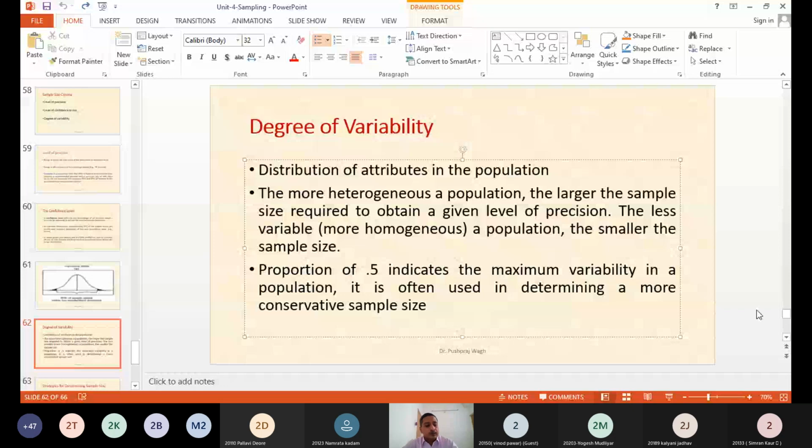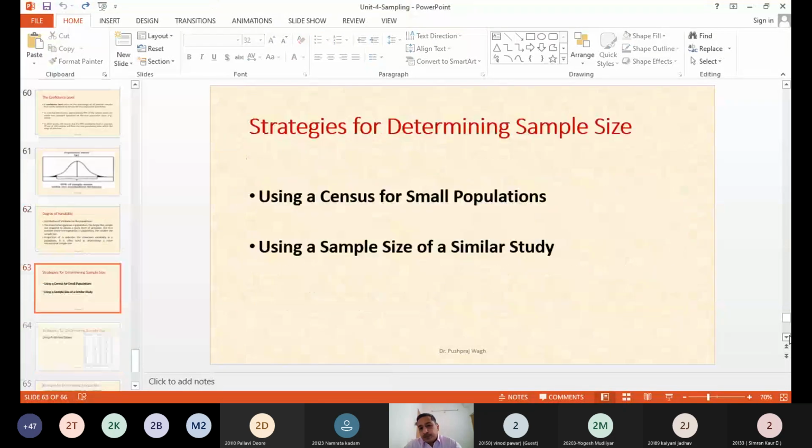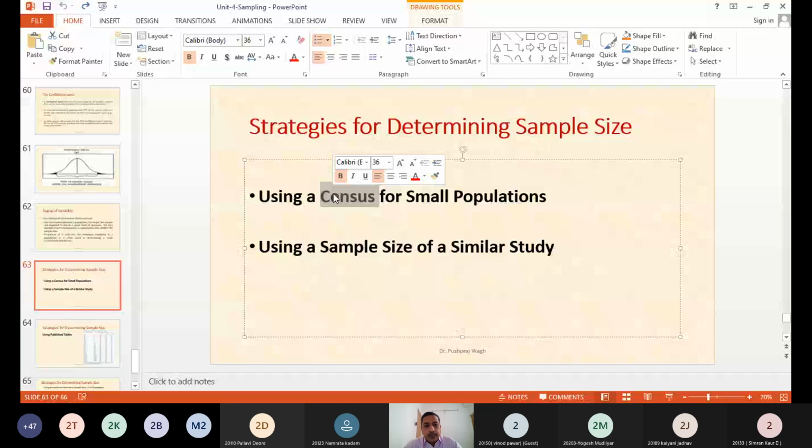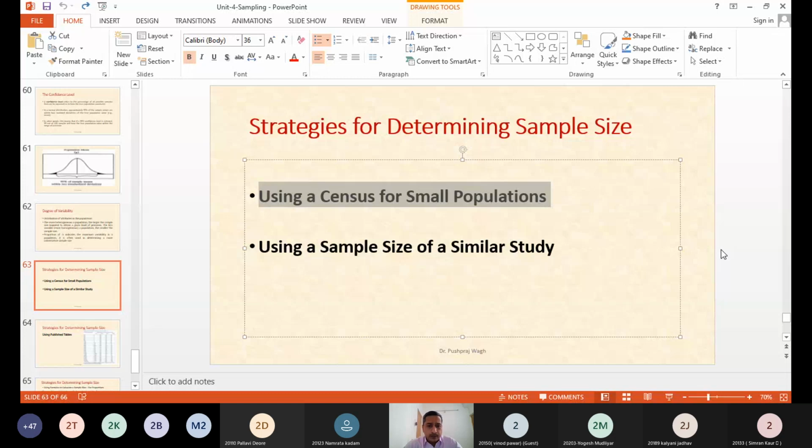Going ahead, we will see what are the different strategies for determining the sample size. While determining a sample size, we can have different strategies, different ways. Sometimes we make use of a census for small populations. If the population is small, maybe like 200, we can study all the units in that particular population. So we can have a census of the whole population.